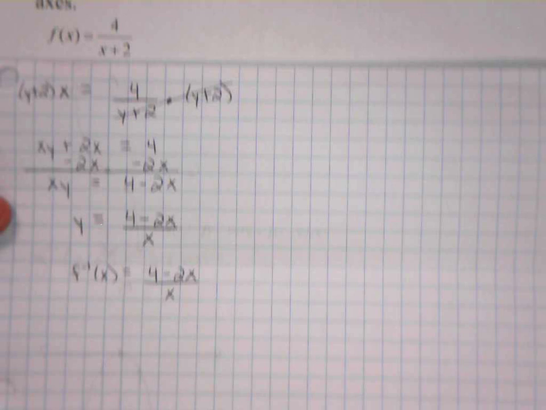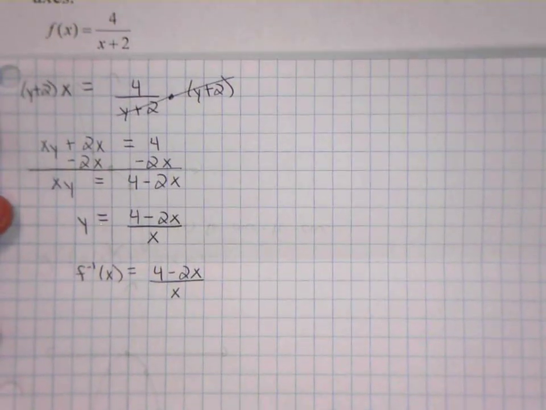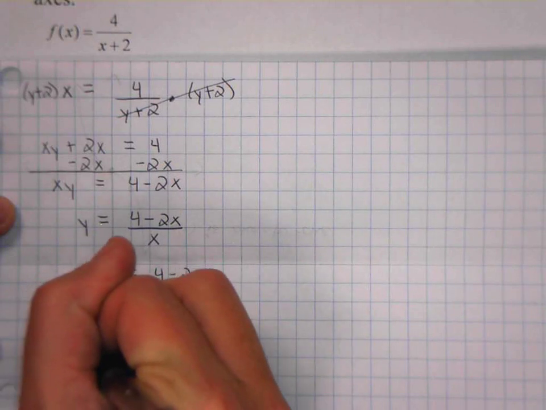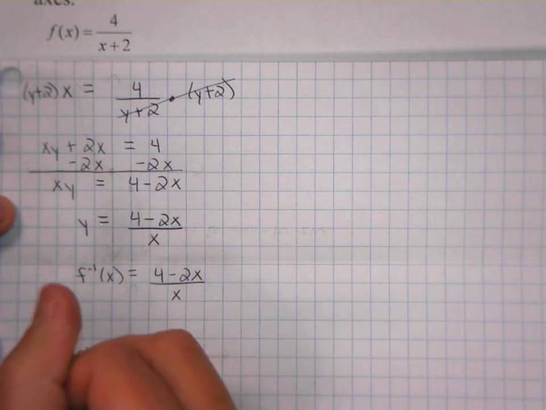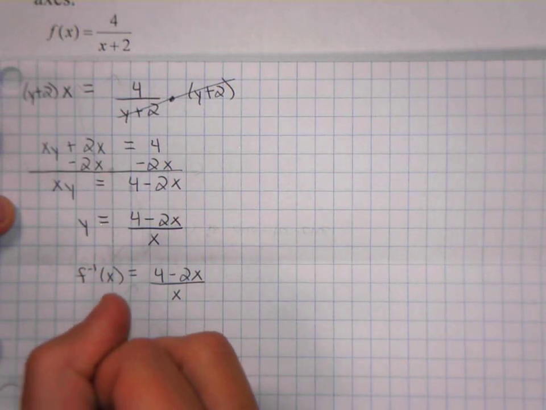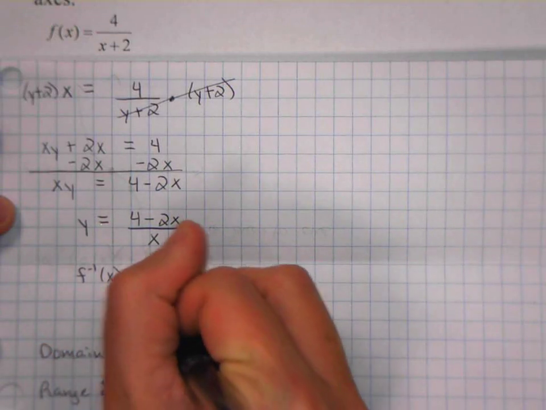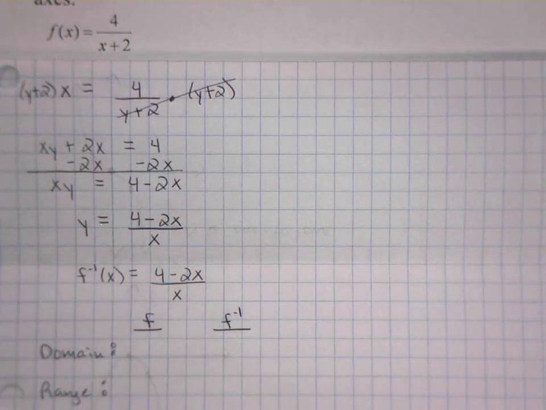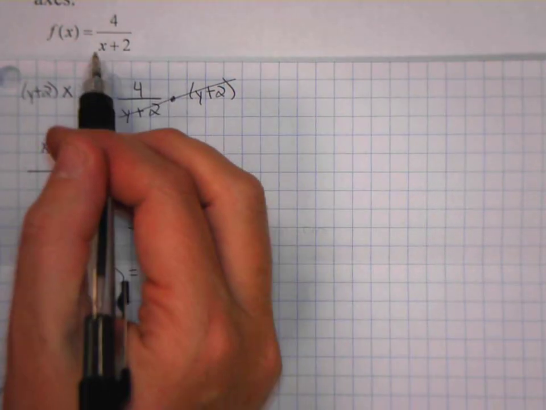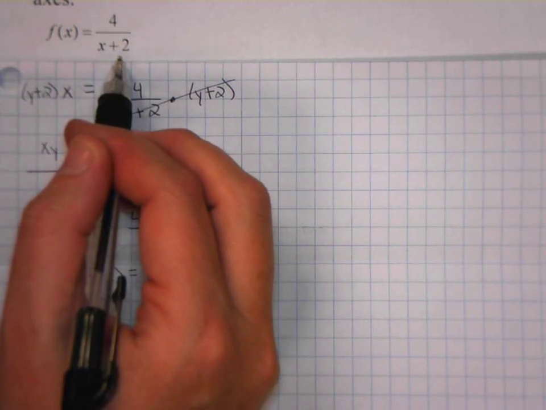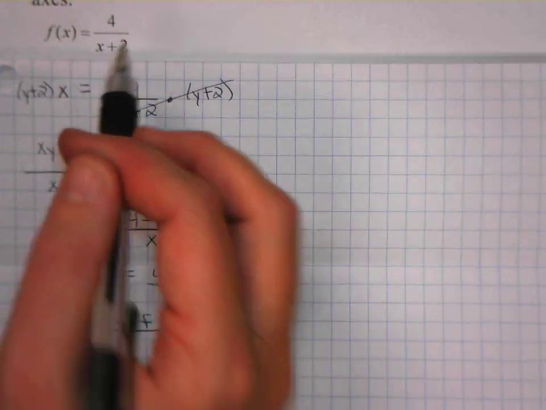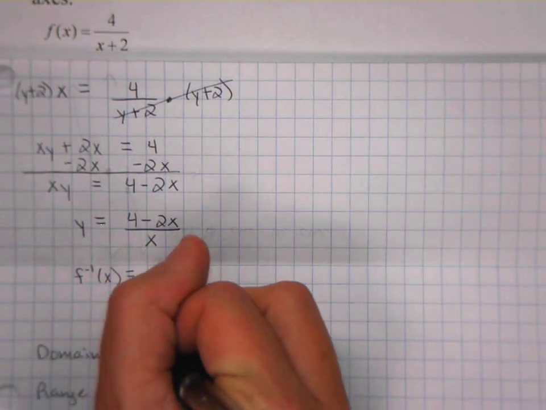If I wanted to talk about domain and range like we did in the last question, I'd set up my paper: domain, range, for f, for the inverse. The domain for f, if you look at the denominator, it says x plus 2, so the value I would have to exclude is x equals negative 2 because it would cause my denominator to be 0. So x cannot equal negative 2.